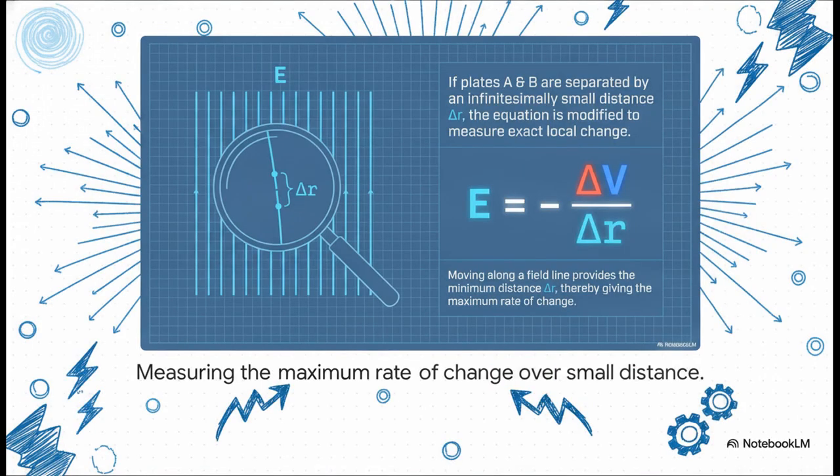Now if we zoom in, like looking through a magnifying glass at an infinitesimally small distance, which we call delta r, moving directly along that field line gives us the absolute maximum rate of change. In math terms, this exact local steepness is called the potential gradient. It tells us exactly how intensely the voltage is dropping at that one specific microscopic point.